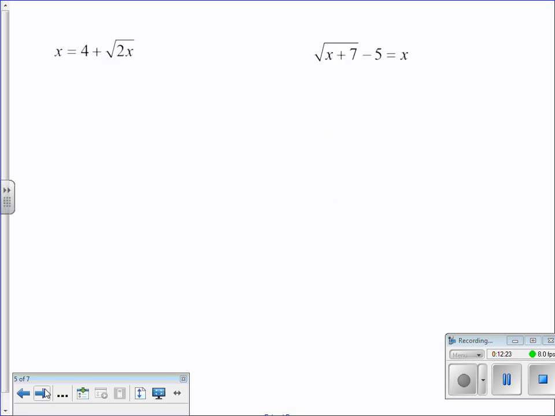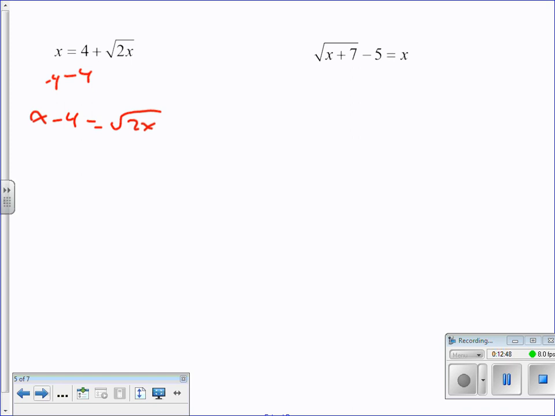Okay, these are the ones that are going to get nasty on you in a hurry. These are the ones you're going to watch. Once again, my first step is to get the square root by itself. So on this first equation, I'm going to subtract 4 from both sides. And I get x minus 4 equals the square root of 2x.